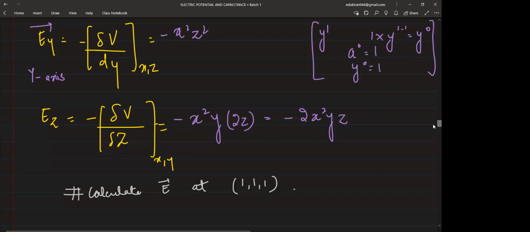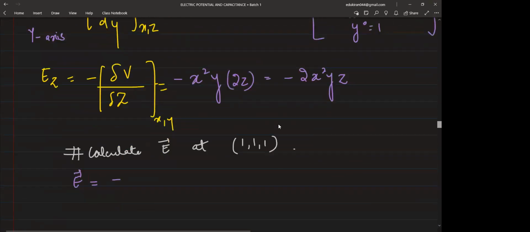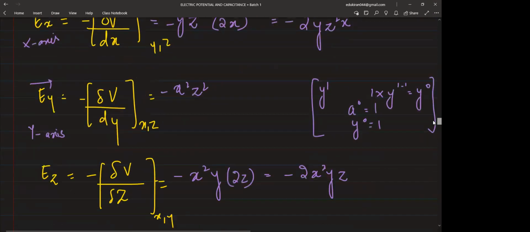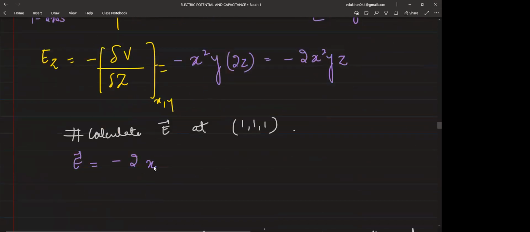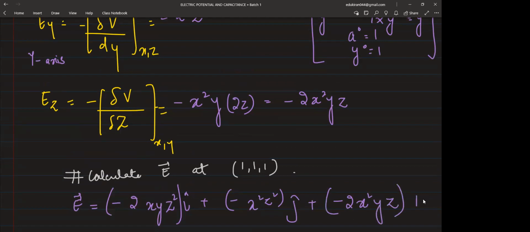So the final equation of the net electric field will be minus 2x y z square i cap, not x square, 2x y z square i cap, because this is representing our x-axis, plus minus x square z square j cap, plus the last term, minus 2 x square y z k cap.